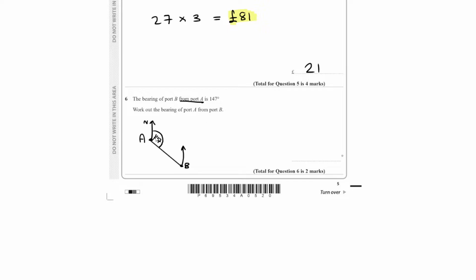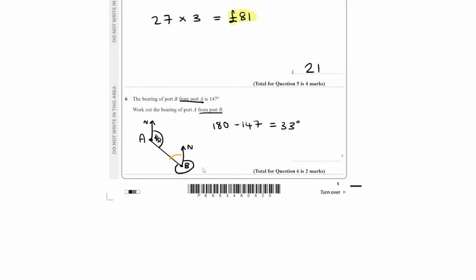Then the bearing of A from port B, so from B, we're starting at the north line of B, again clockwise. Do you see how that would be that bit? So what I can do is, the north lines are parallel because they're both pointing north. I could work out this bit here using angles on parallel lines, so that's interior angles. So you would do 180 minus 147 to get that bit over there, which is 33.